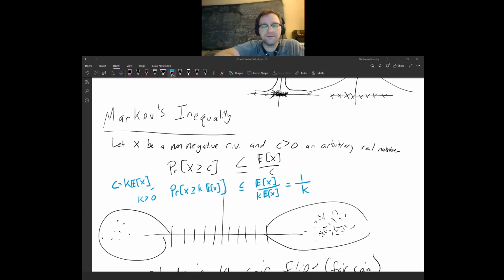Okay. Now, let's ponder: what is the probability that you can be 2 times the expected value? What is 2 times the expected value of a fair die roll?